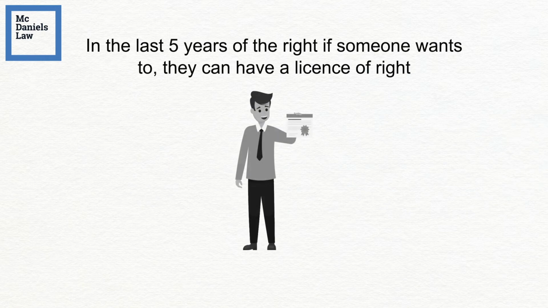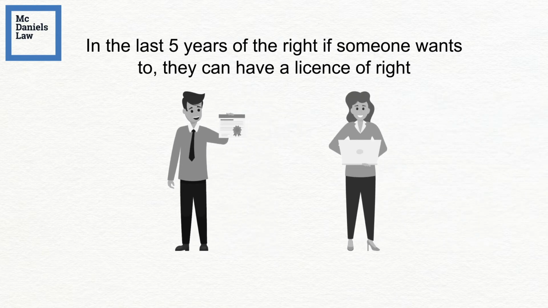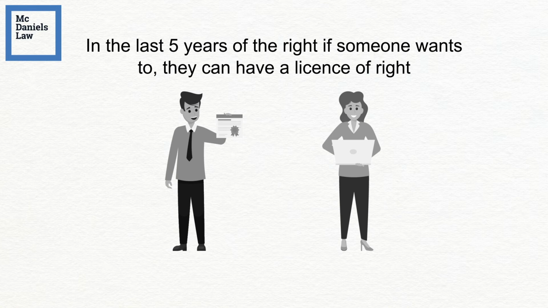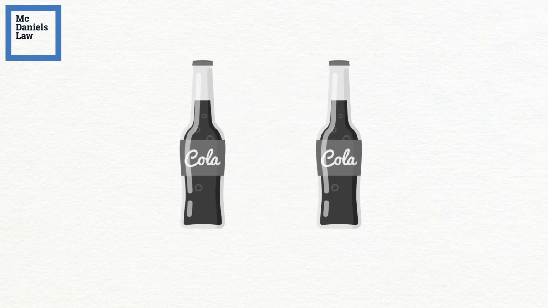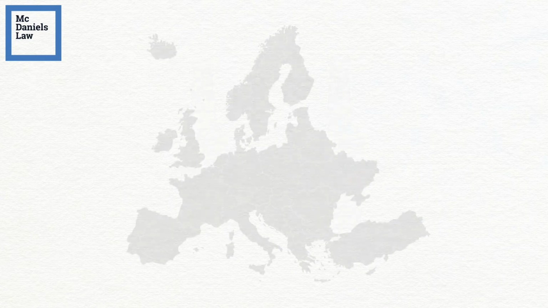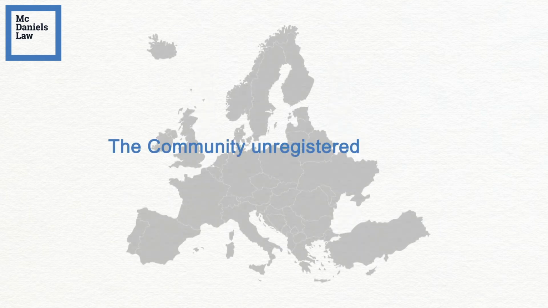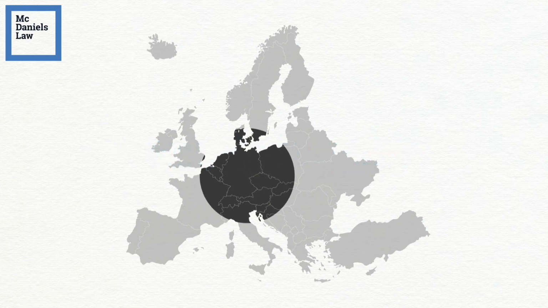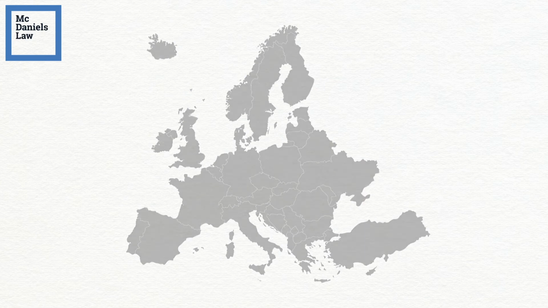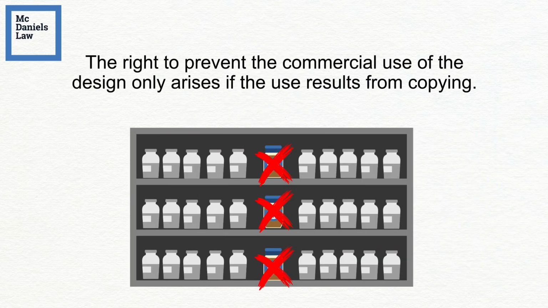In the last 5 years of the right, if somebody wants to, they can have a license of right, as long as they do so on commercial terms. Basically, someone else can make your product if they pay you. The design has to be original, and in order to prove infringement, there has to be some form of copying by the person concerned. The community unregistered design right only lasts for 3 years, but it does have the advantage of covering the whole of the European community. Once again, the right to prevent the commercial use of the design only arises if the use results from copying.